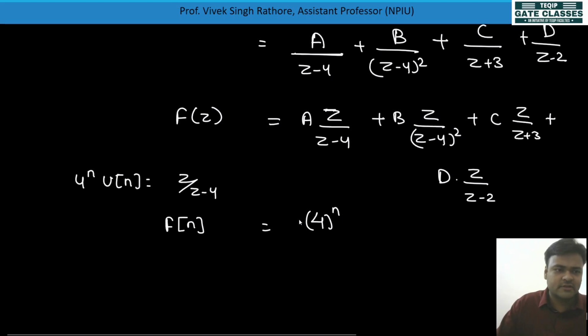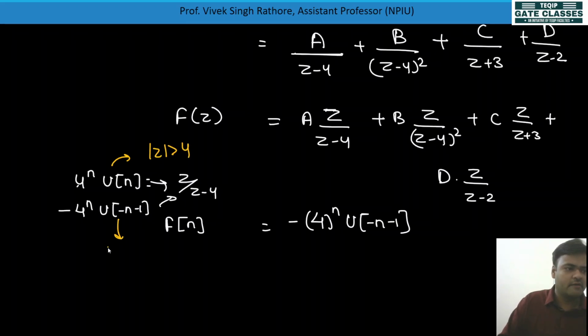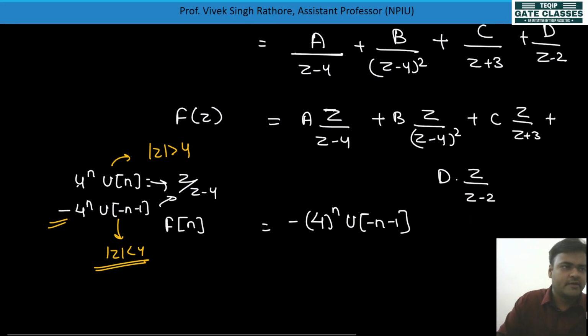So we can write here minus 4, and we need the same expression. So we can write minus 4 to the power n u of minus n minus 1. We can do this because 4 to the power n u of n or minus 4 to the power n u of minus n minus 1 will give the same expression. Only this one will have mod z greater than 4, and this one will have mod z less than 4, and that is what we want. That's why we are taking this value. Okay, fine, we have got this.